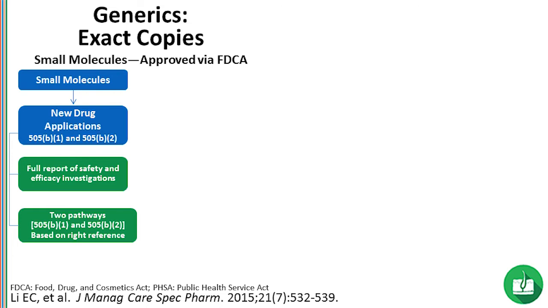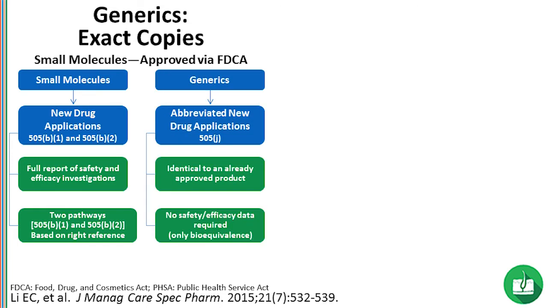The initial small molecule has to be approved through a new drug application. They have to fully report the safety and efficacy investigations, and there are two pathways for approval based on the right of reference. For a generic of that small molecule to be approved, it goes through an abbreviated new drug application. The molecule itself is identical to an already approved product, and there are no safety and efficacy data required, only bioequivalence.